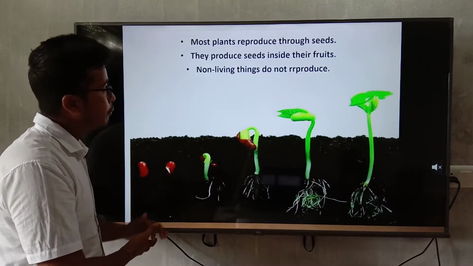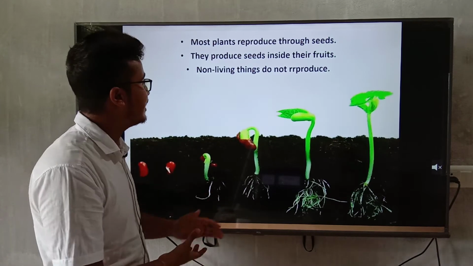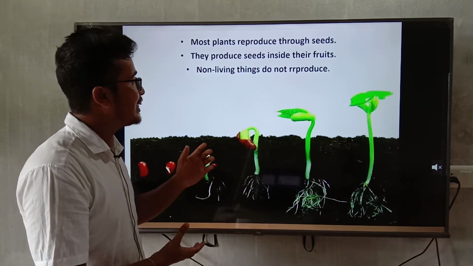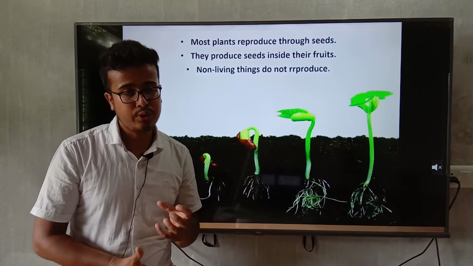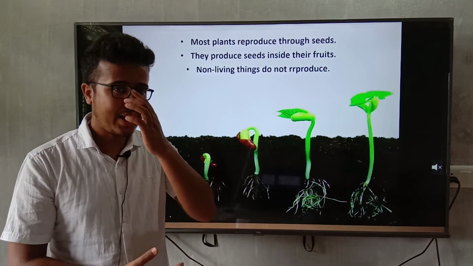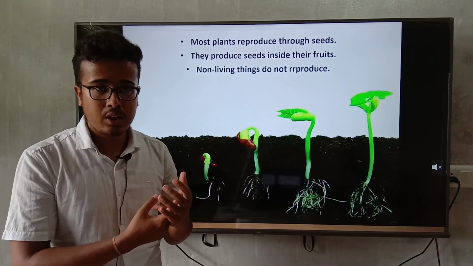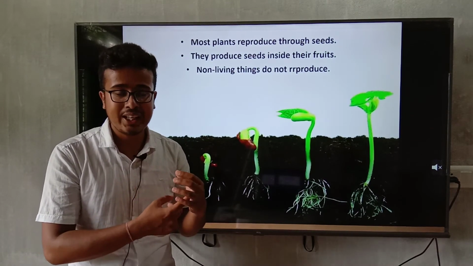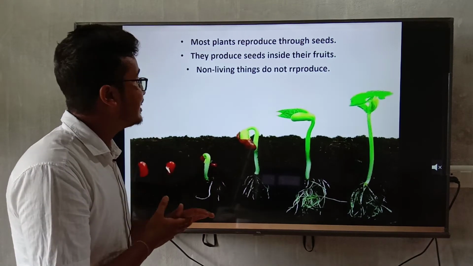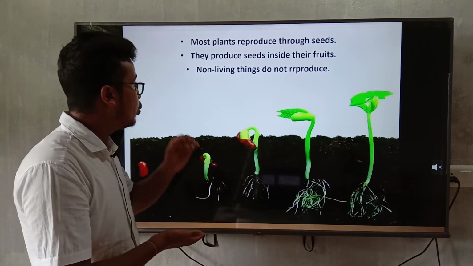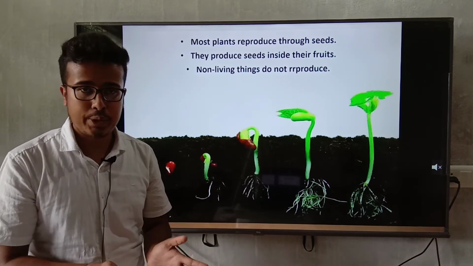Most plants also reproduce through seeds. They produce seeds inside their fruit. While we eat a mango, the seed is present inside that fruit, and in an apple there is also a seed, and in an orange there is also a seed. So the seed is present inside the fruit, while non-living things do not reproduce. Non-living things cannot reproduce.